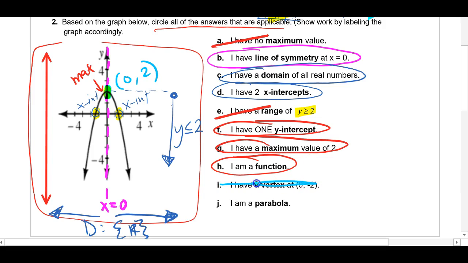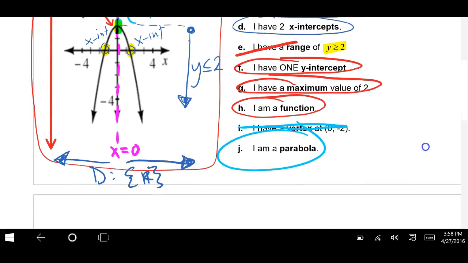So this is incorrect. That is not true. And the last thing is, I'm a parabola. Yes, it is. If you see a U shape, it is a parabola. Okay, now let's go to the next page.